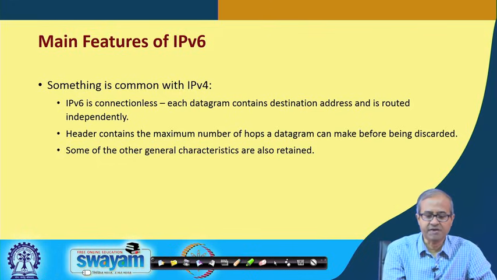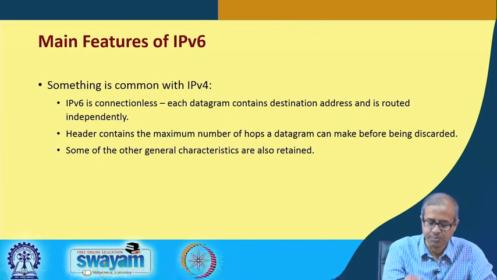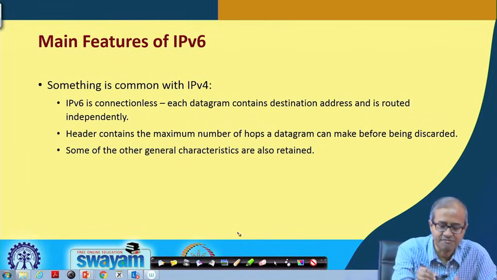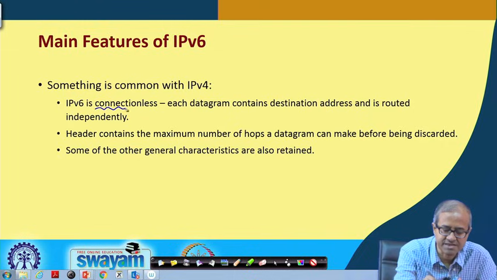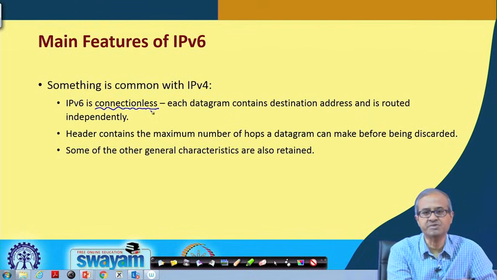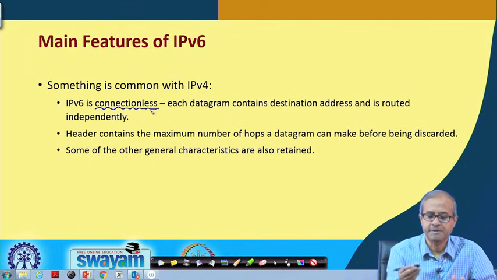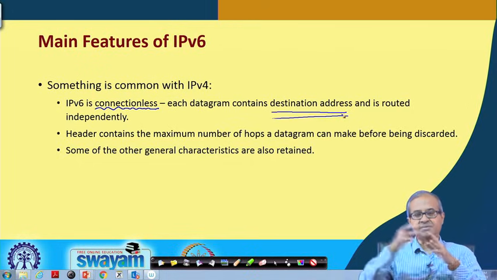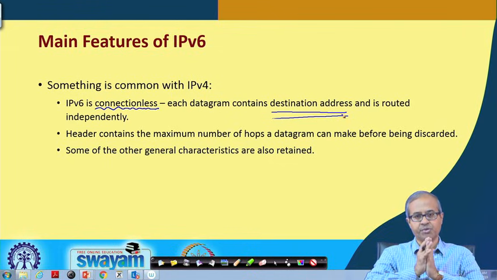So, the main features of IPv6. A few of the features are borrowed from IPv4; whatever was there, the same thing is carried forward. The first such thing is connectionless. IP version 4 was based on datagrams, and IP version 6 is also based on datagrams, which is a connectionless protocol. Each datagram is routed independently and each datagram will contain a destination address, so that the intermediate routers can take proper and informed routing decisions.